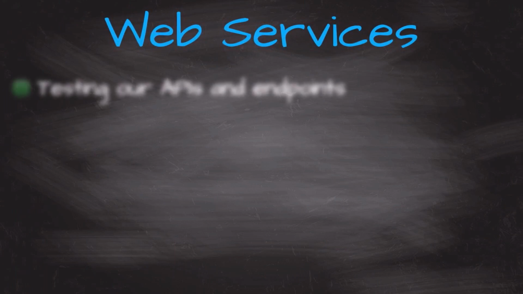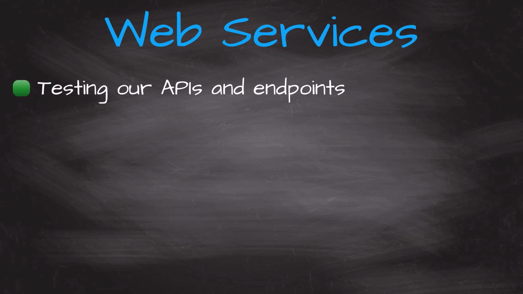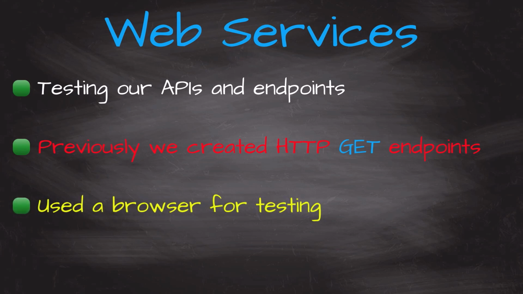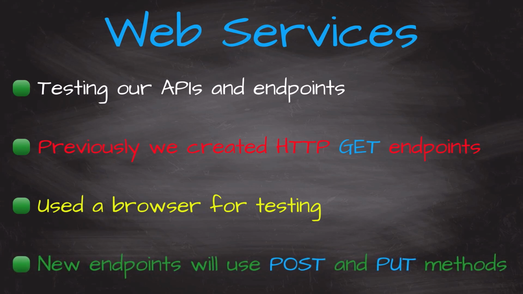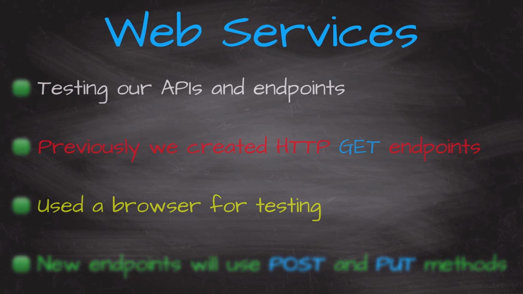Before we start adding new endpoints, I want to spend a bit of time on how we test our APIs. The first two endpoints use an HTTP GET method, so testing these was easy. We just pointed our browser to an endpoint and we got the results back. The two endpoints we will add in this video will not be using a GET, so we need a better method of testing. Let me introduce Postman.